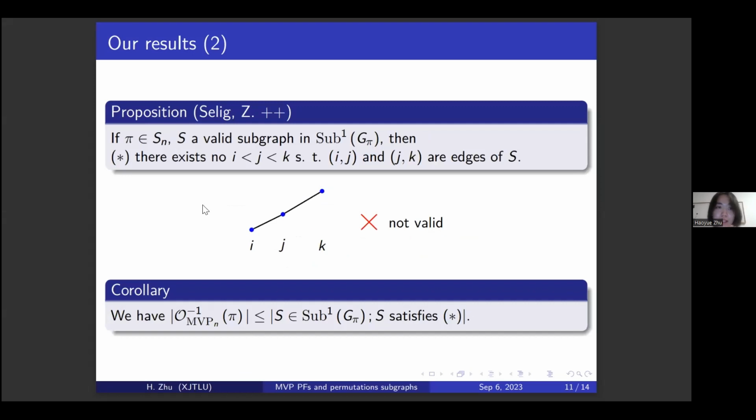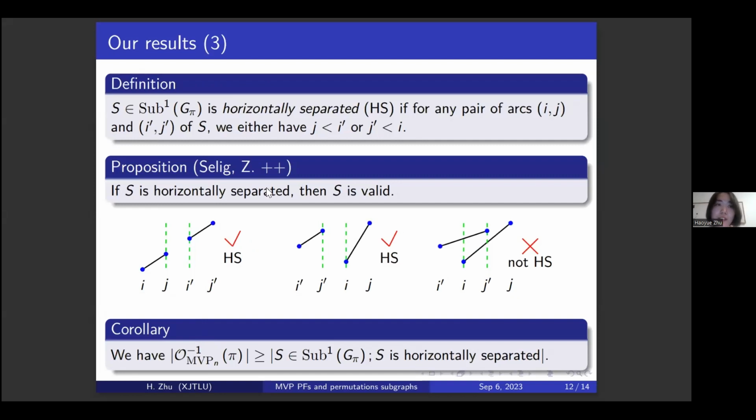Here is the second result. If a one subgraph is valid, it should avoid this pattern, which means if we have i less than j less than k, and there are edges between i and j and also between j and k, this pattern is not valid. So we need to avoid this pattern. As a consequence, we find the corresponding upper bound of the number of the set of fibers. Okay, so let's go to the third result.